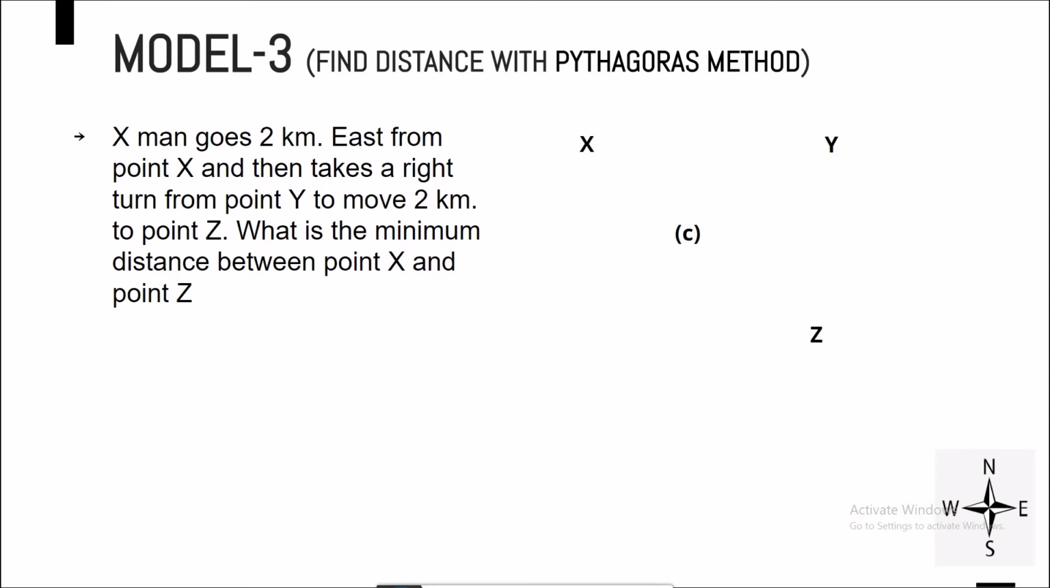Now coming to the solution. Here starting point is X. Clearly observe the question. Step 1. A man goes 2 kilometers from starting point X along east direction. Step 2. He takes a right turn and moves 2 kilometers, reaching point Y. Step 3. Then he is at distance C from the starting point. Clearly observe the right angle triangle formed here.